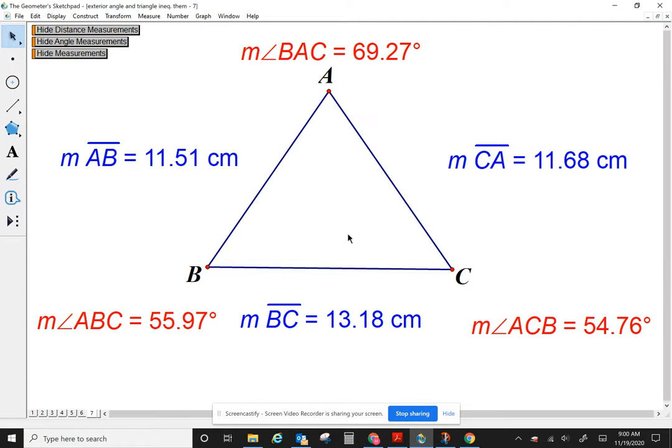Let's take a look at the biggest side, right? I can compare my numbers. The biggest side is 13.18. Looking at the angles, my biggest angle is 69.27. Same thing happens here. The biggest angle is opposite from the biggest side.